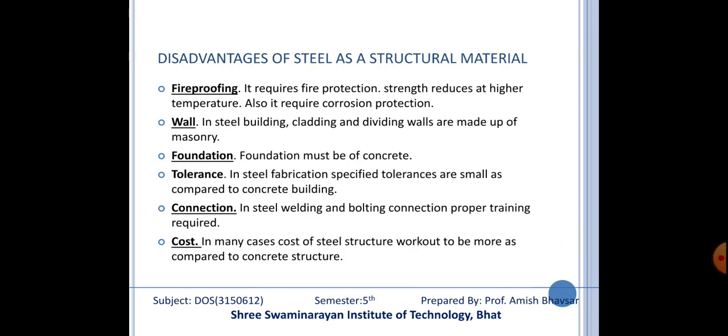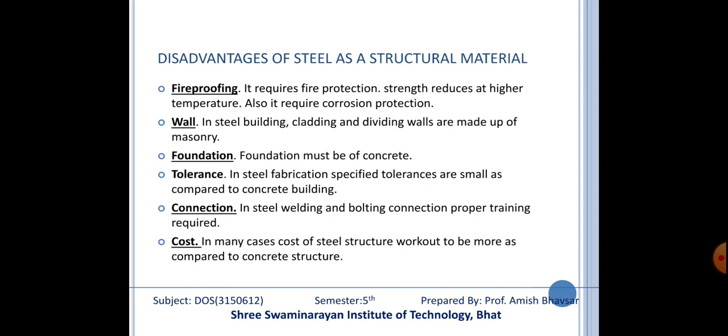Here are some disadvantages of structural steel. Like first one, fireproofing. Steel has a melting point around 1300 degrees. So in case of fire, the members of the structural steel can melt. For that we must require fire protection of the structure.